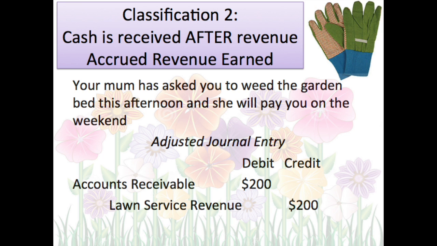Classification 2. Cash is received after revenue. Under this classification, your mum asks you to weed the garden bed on Thursday and will pay you the $200 for your service on the weekend. You complete the service and then you are paid. In the adjusting journal entry, you would write as follows.